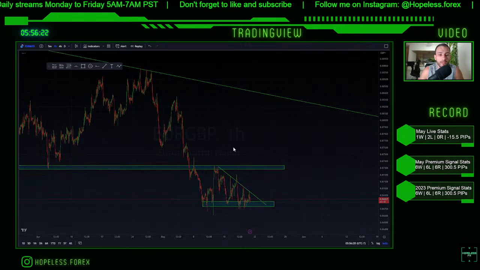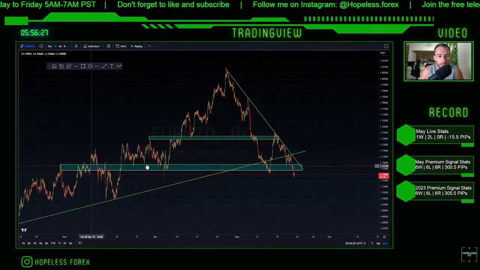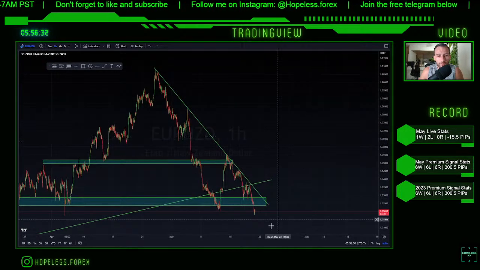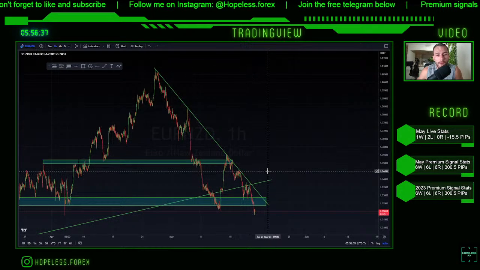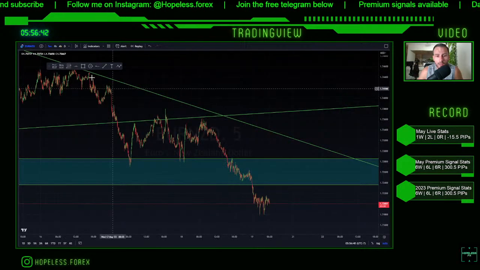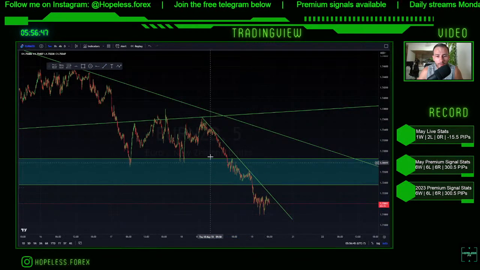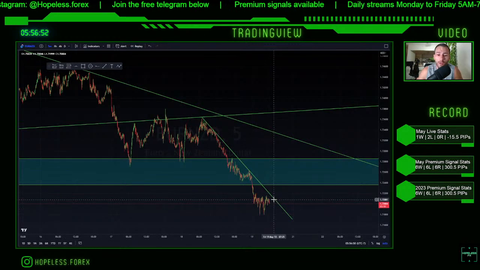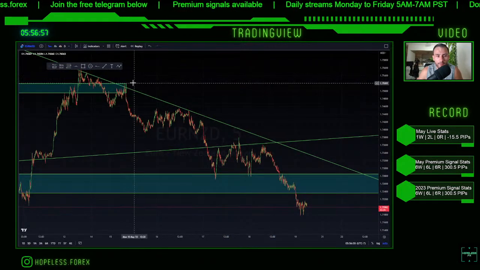That's it for GBP. EURNZD. It's breaking out below this level of support here. It has continued on down. We've got this lower time frame trend line, but we don't have many levels of structure to go off of for good levels of support and resistance, so we're gonna stay out of the trade for now and just monitor from afar.